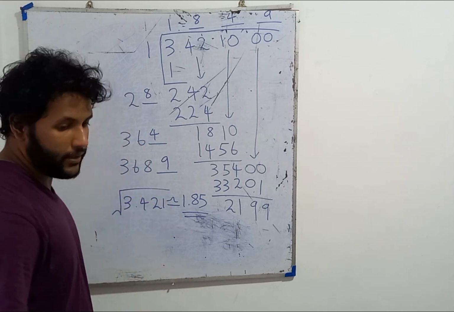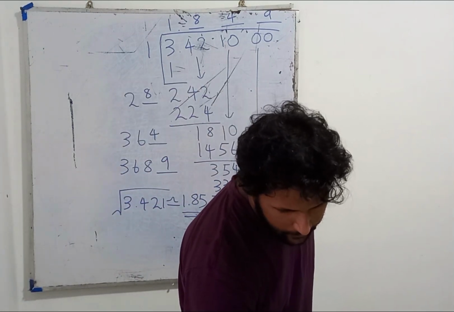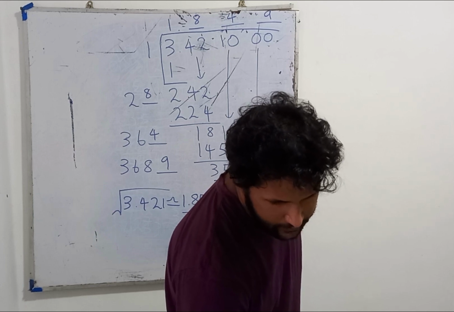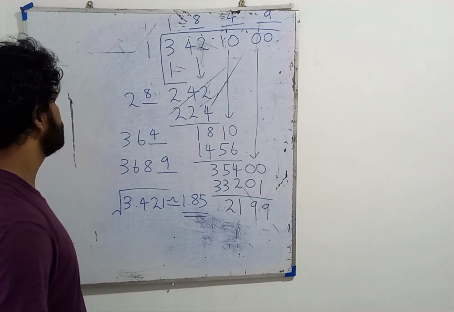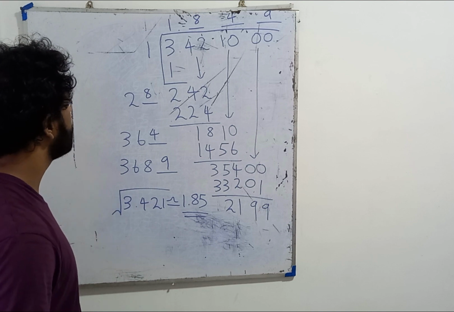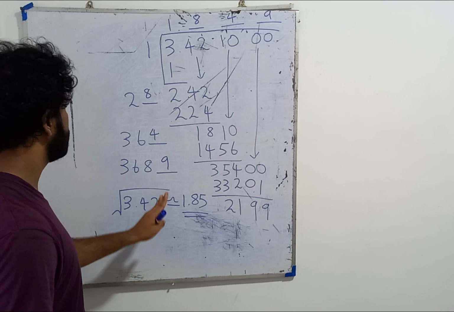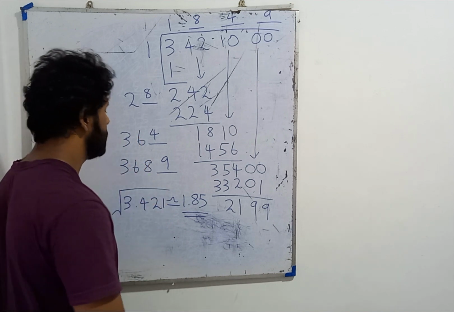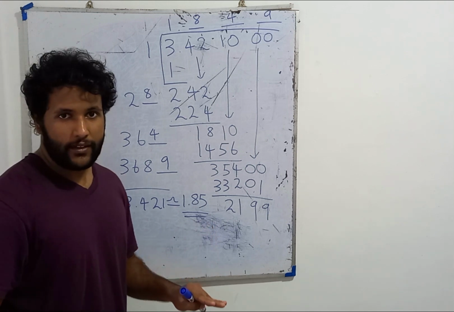3.421. Okay, let's go to next part. Actually, next part is exercise. Okay, now 1.849. That's the final answer. That's not the final answer. That's the answer to 3 decimal places. This is the final answer, 1.85. Okay, this is okay.